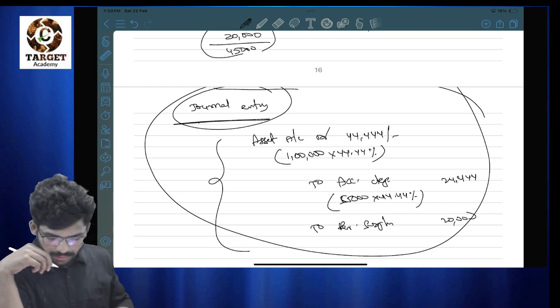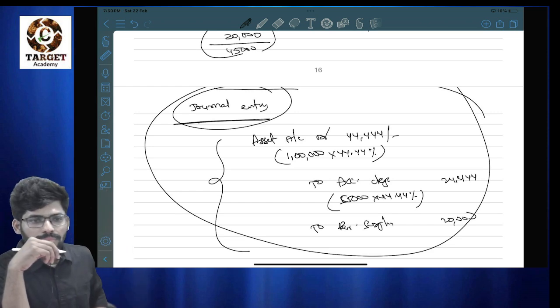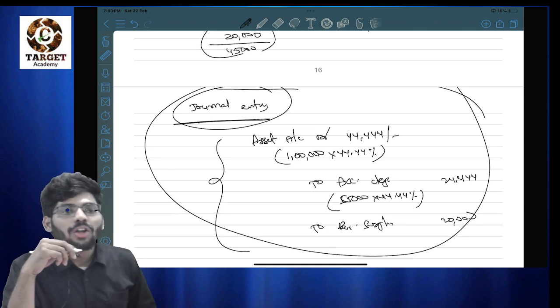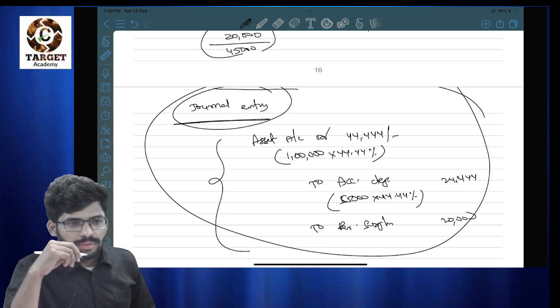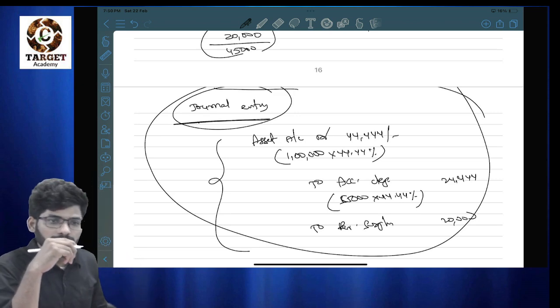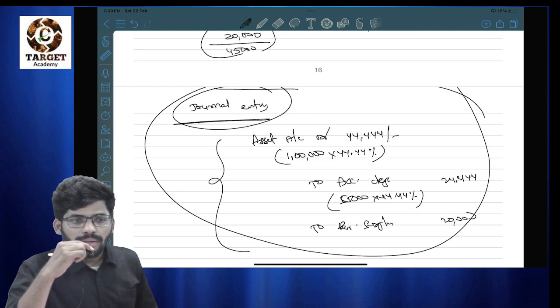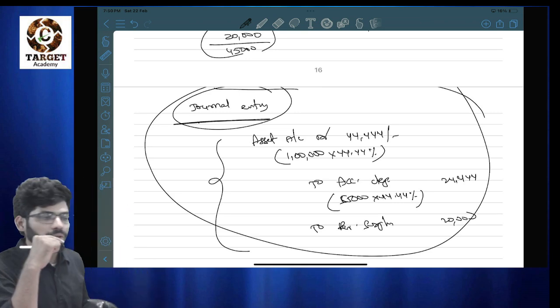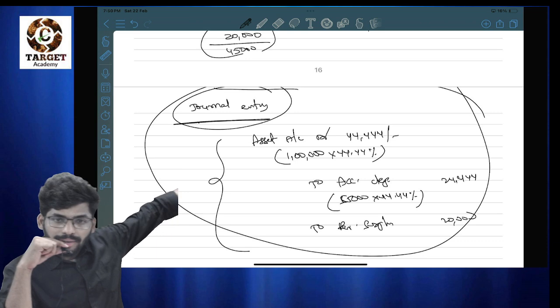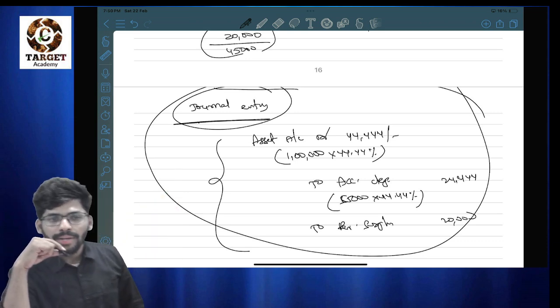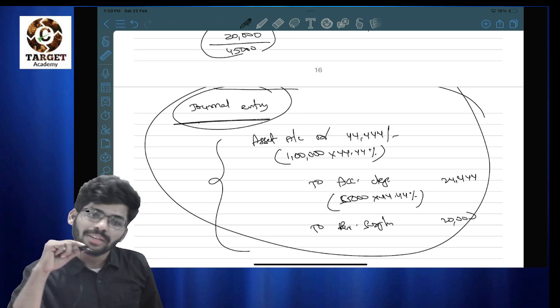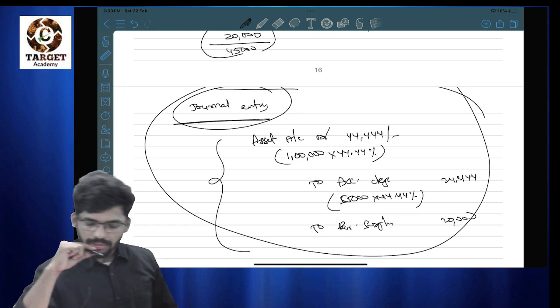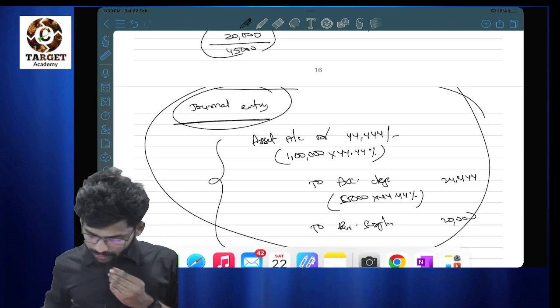If the asset goes downwards, then the entry will be reversed. Then loss to P&L, that's it. As usual, even if it is upwards or downwards, you need to calculate that percentage, whether surplus or loss. So please do like this only. Then the reverse entry will come. So P&L account debit, accumulated depreciation account debit, to asset account. That's the entry in case of downwards. Okay, so thank you guys. Thank you so much.